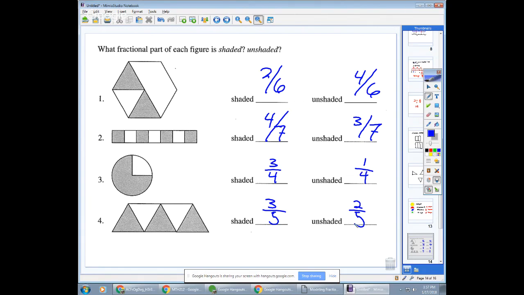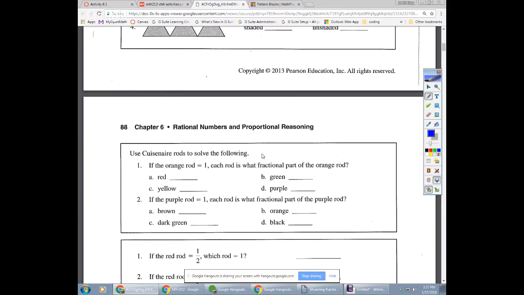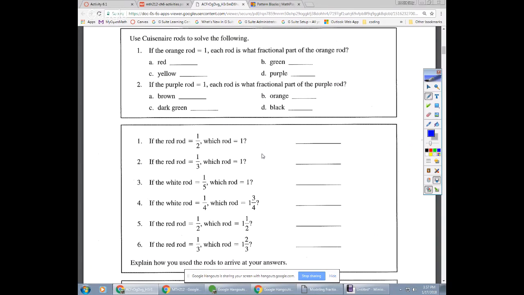So just a little warm up, playing around with different shapes and fractions. So on the next page, things are going to get more interesting. And they're going to get more interesting because we're going to shift what a whole is. So at first, we're going to take the orange rod as being a whole.